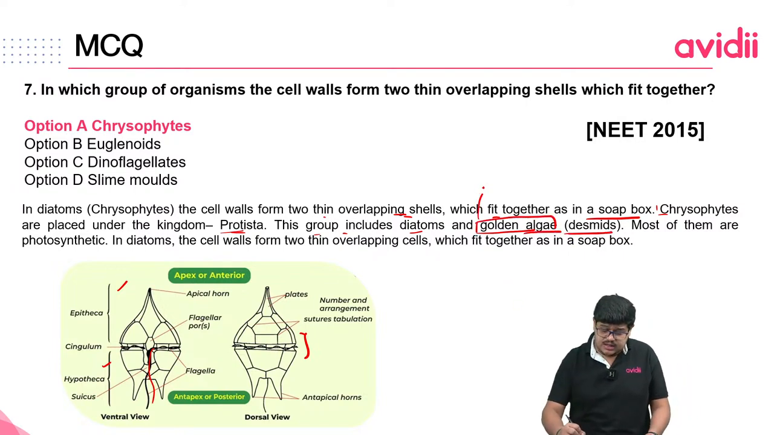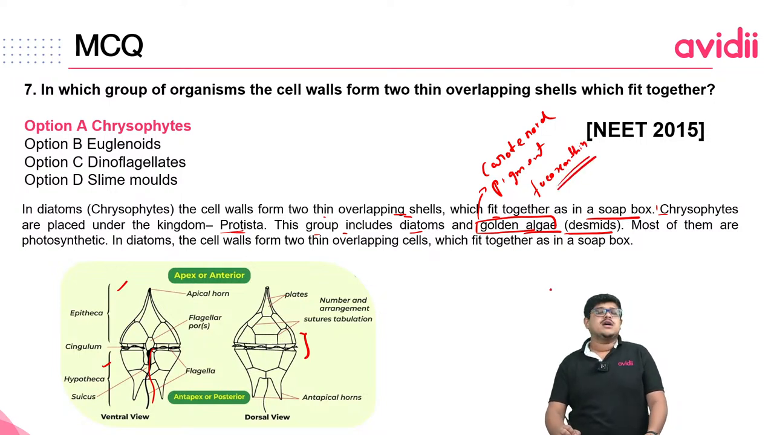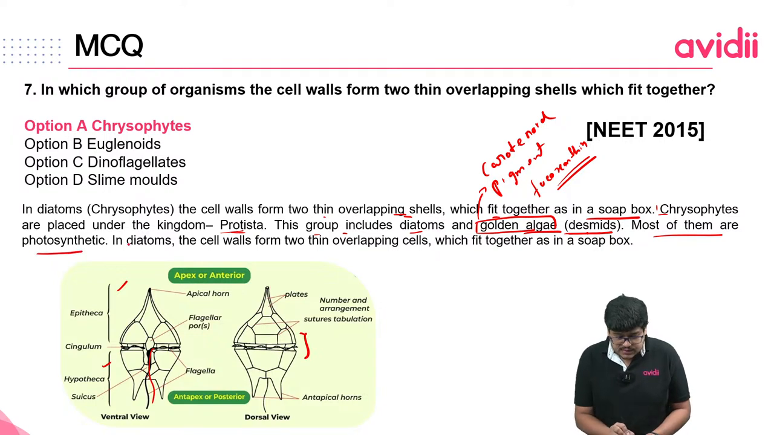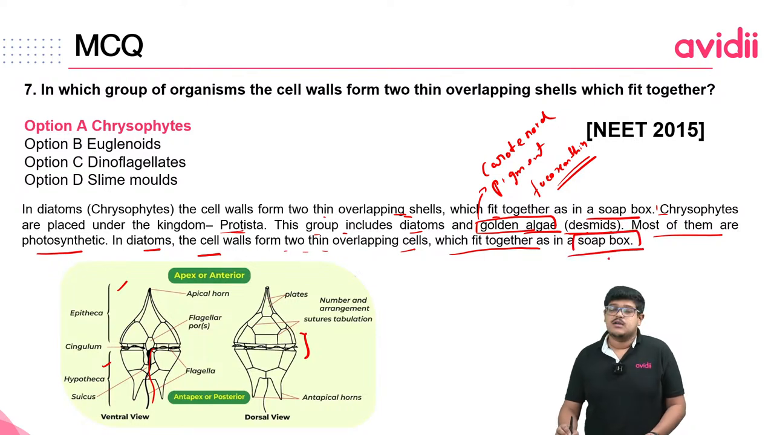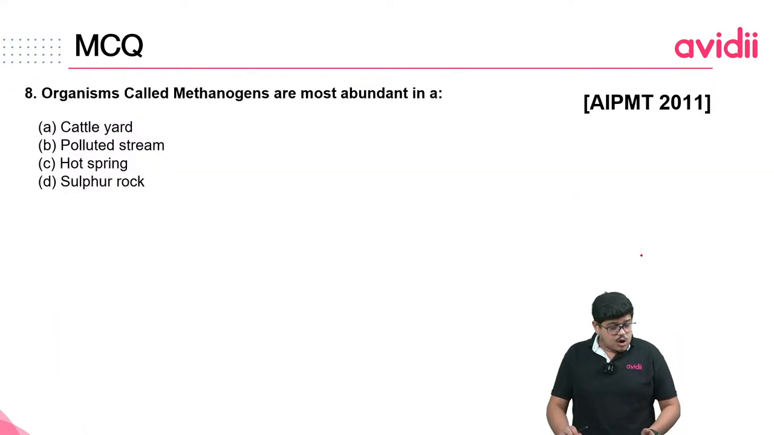Now, why is the color golden? Due to the presence of a carotenoid pigment. What is the name of the carotenoid pigment? Fucoxanthin is present. Okay, this gives it the golden color. They are also known as desmids, and most of them are photosynthetic. In diatoms, the cell walls form two thin overlapping shells which fit together as in a soap box formation. Okay, clear? Let's come to the next question.